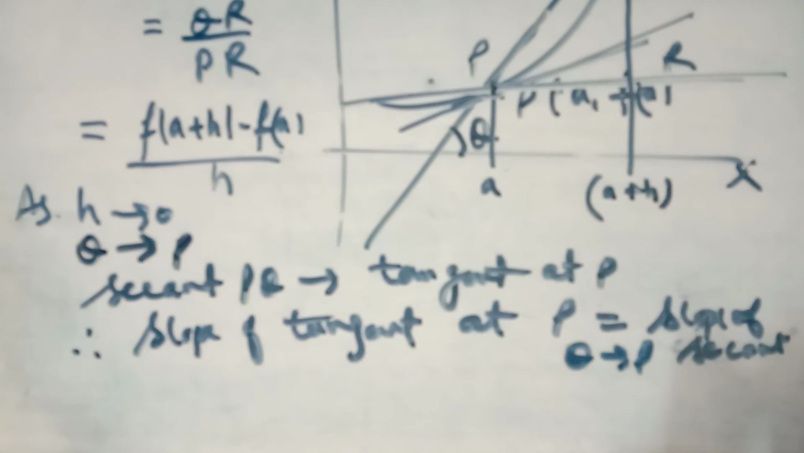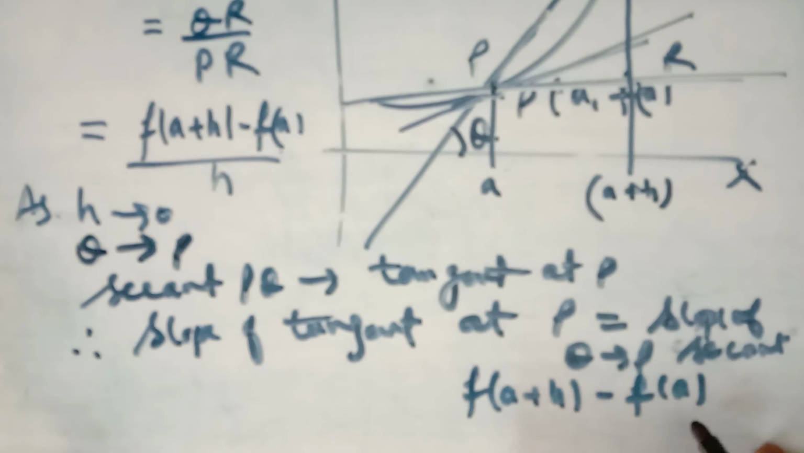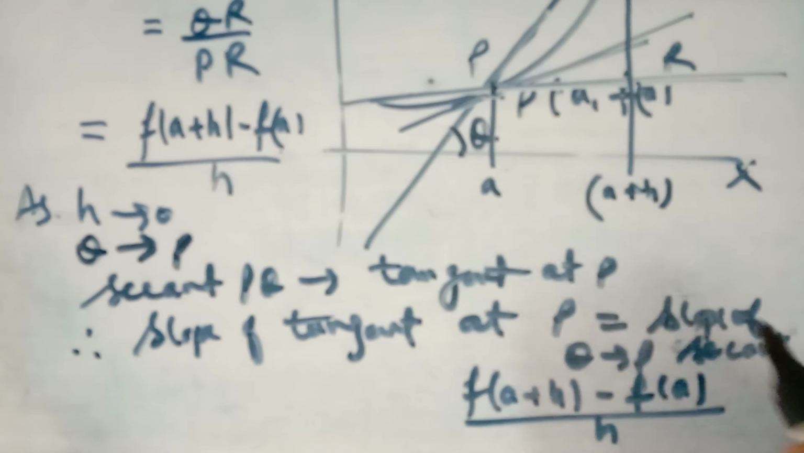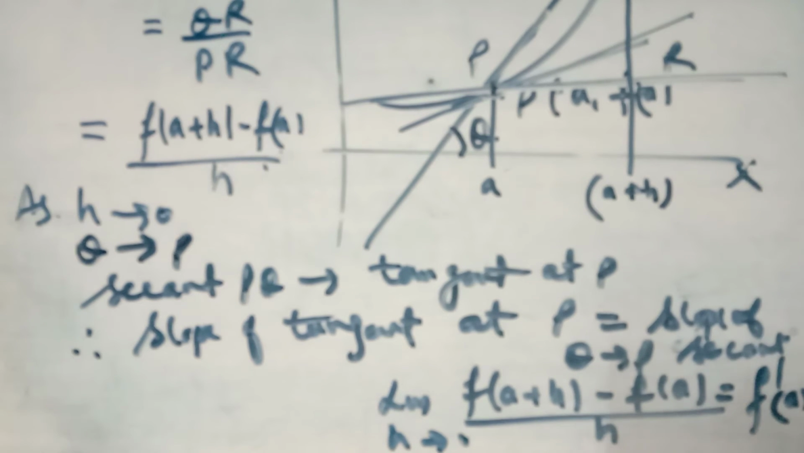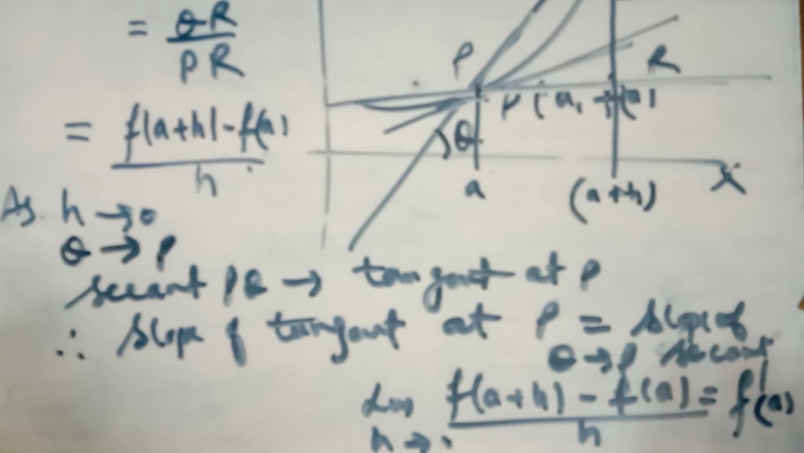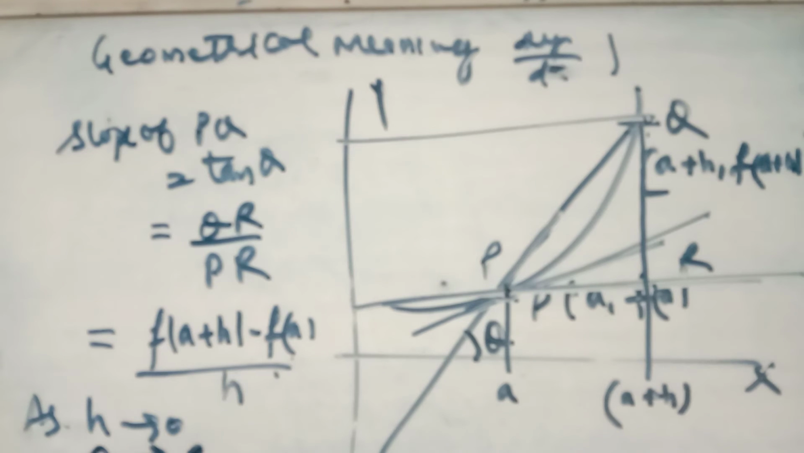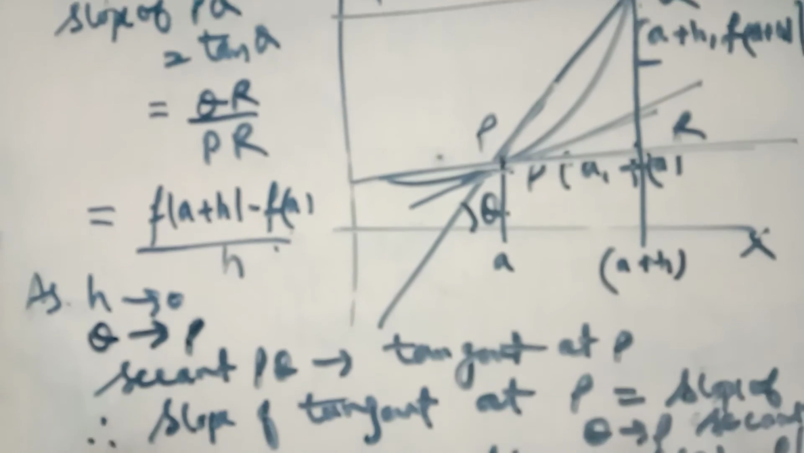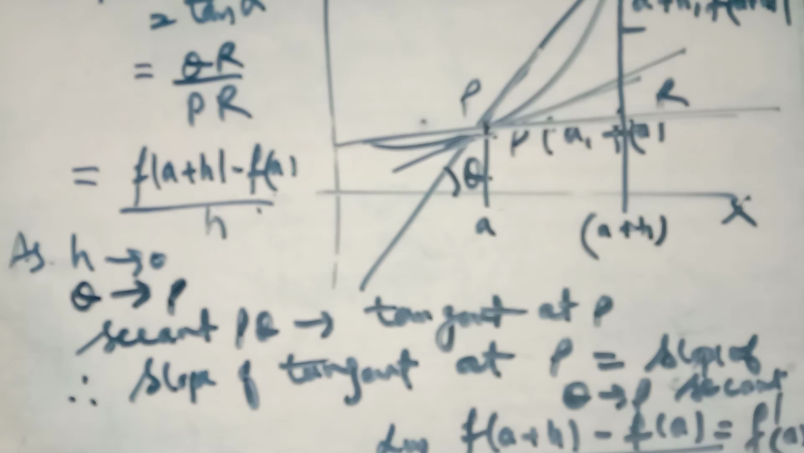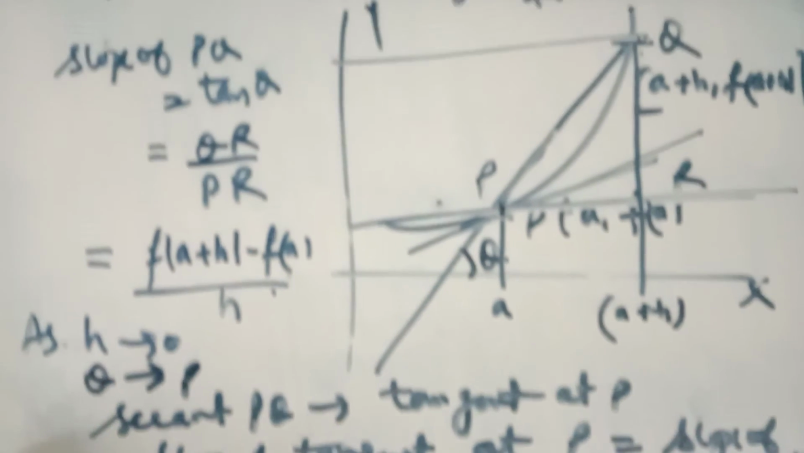As Q goes to P, the slope is equal to f(a+h) minus f(a) upon h. The slope of PQ we have already found, as the limit of h goes to 0, is equal to the derivative of the function at a, which we also call d by dx. So this is the geometrical meaning of d by dx: it is the slope of the tangent at a point. The d by dx of the curve denotes the slope of the tangent at any point a. So this is the geometrical meaning of d by dx.